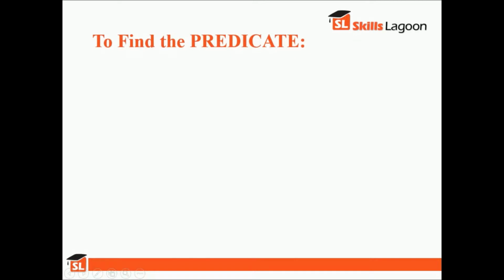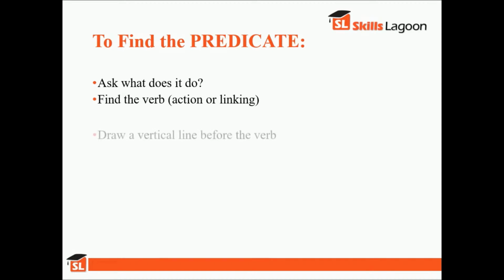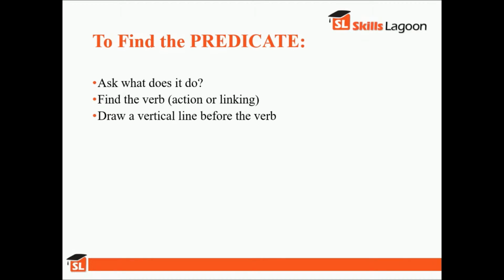Now, how to find the predicate? The predicate can be found by following these steps. Ask, what does it do? Find the verb, action word or linking verb. Draw a vertical line before the verb. The predicate is the rest of the sentence.